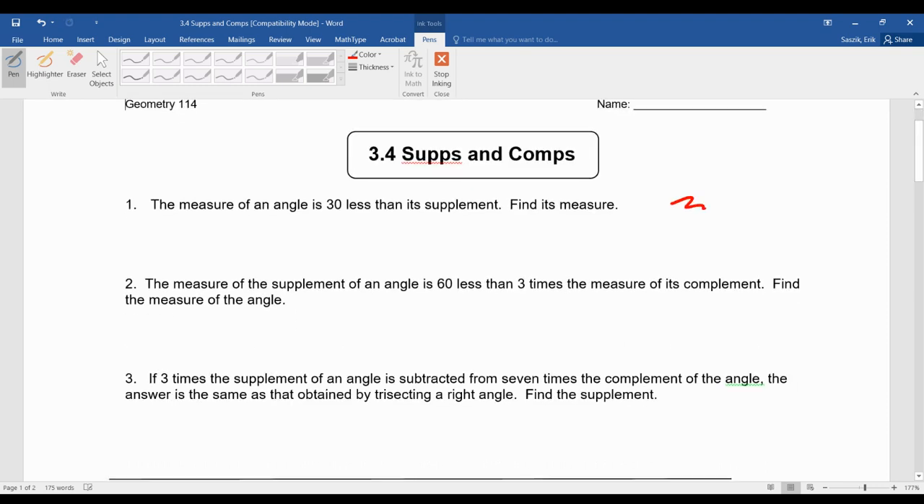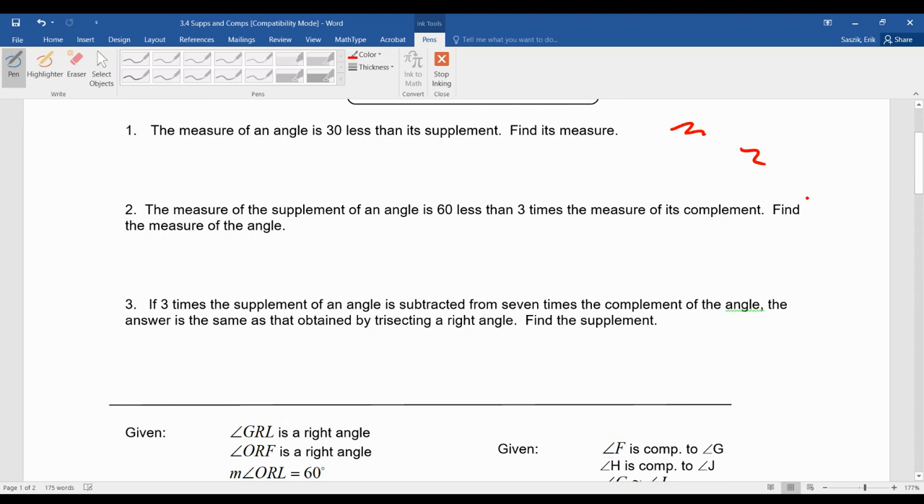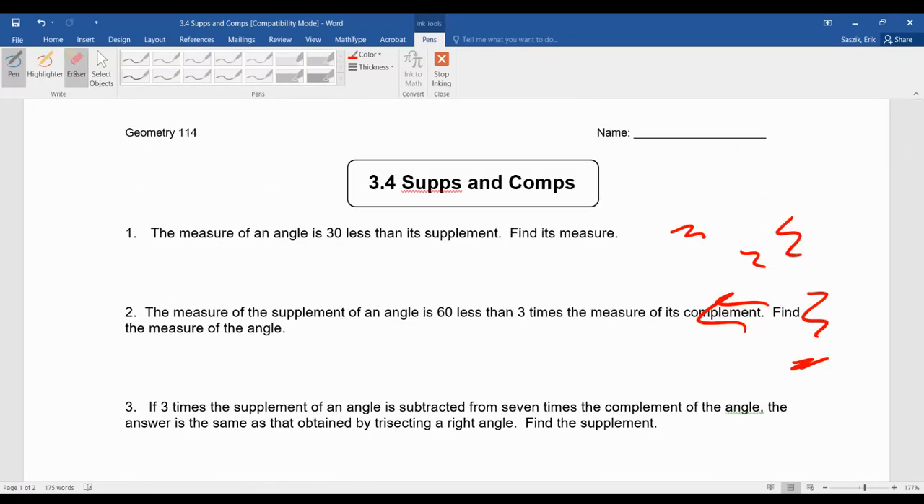Okay, here's section 3.4. I'm trying to get this thing to skip right now. Of course, it's going to wait until I'm in the middle of something.